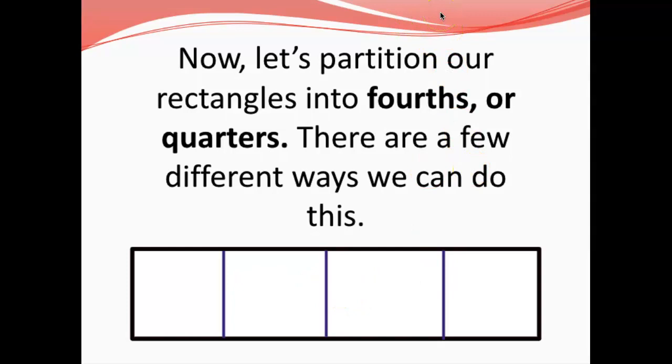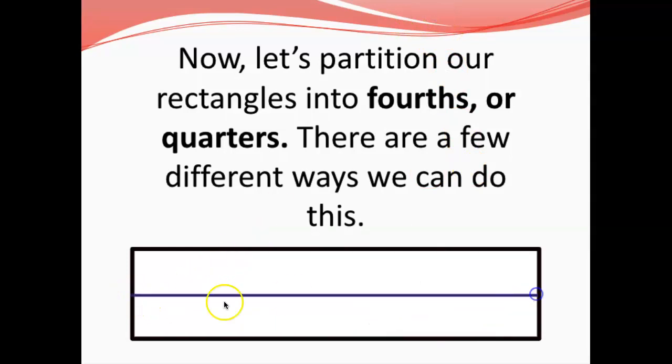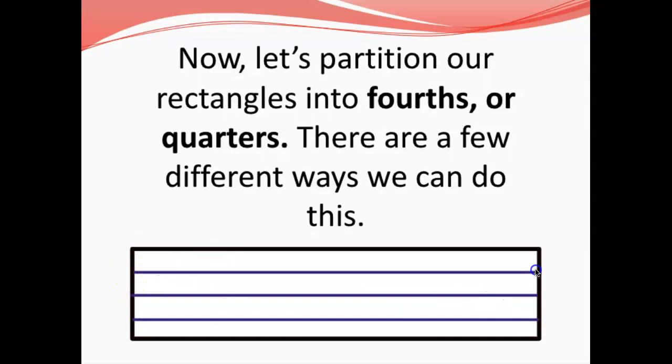So I'll show you another way. Same as with the other one. We can cut it in half this way. And then I'm going to cut these pieces also in half. So right in the middle of each one, right there. 3 lines. Now we have fourths. 1, 2, 3, 4. So that's another way to cut your rectangle into fourths.